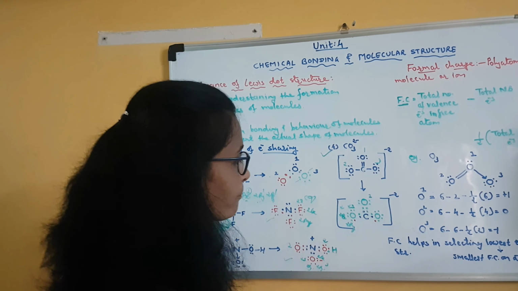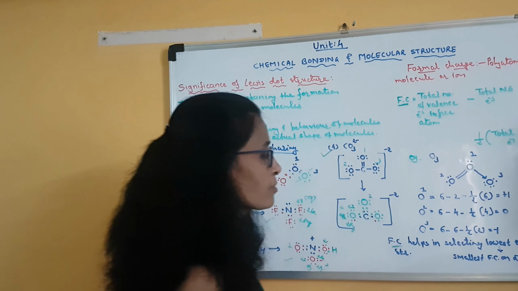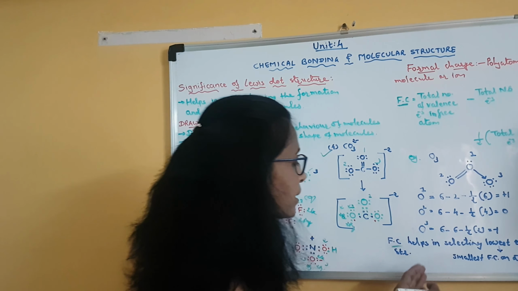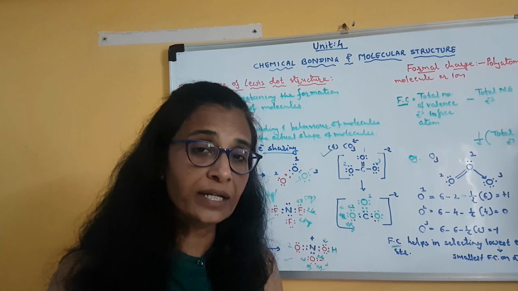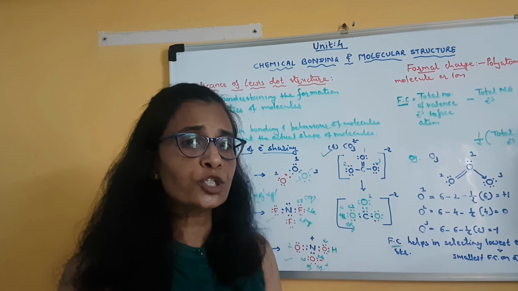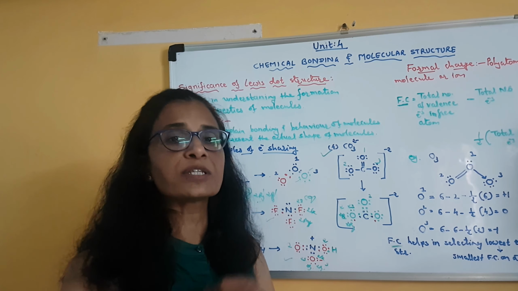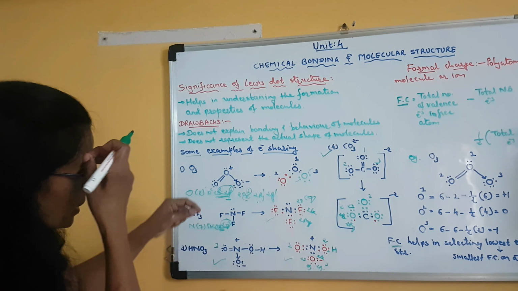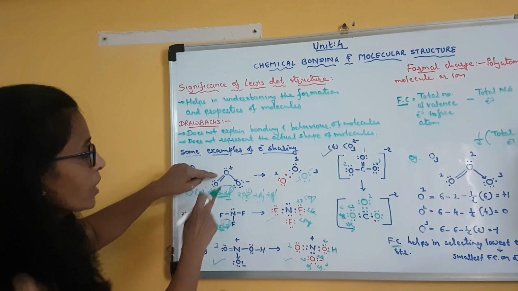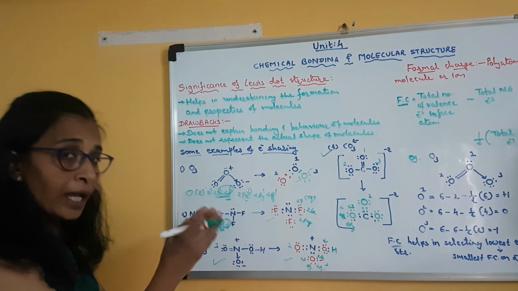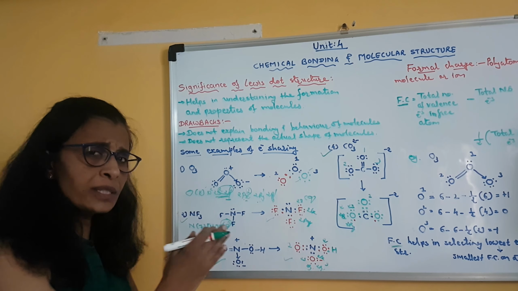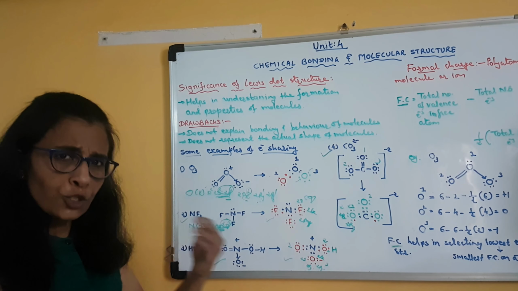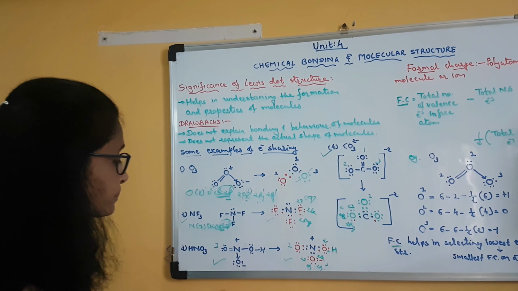Got it? Okay. Now what is the significance of this formal charge? It helps in selecting the lowest energy structure. Lowest energy structure means which is the most stable structure. Lowest energy means maximum stability. Clear? Here ozone is having 2 possible structures. One is this way, other is the other way around. We can change the position of bonds. Clear? So 2 possible structures are there.